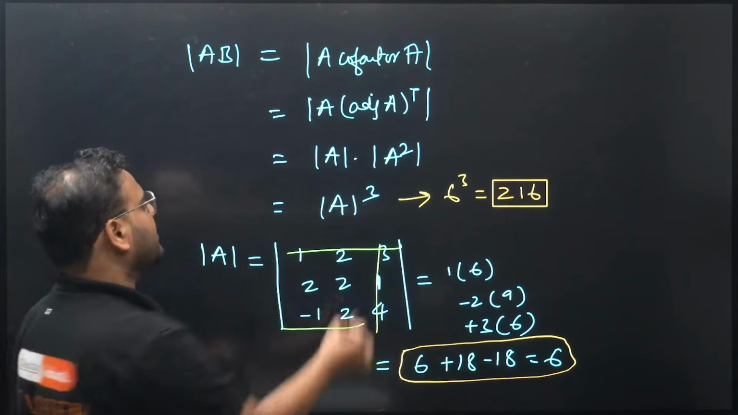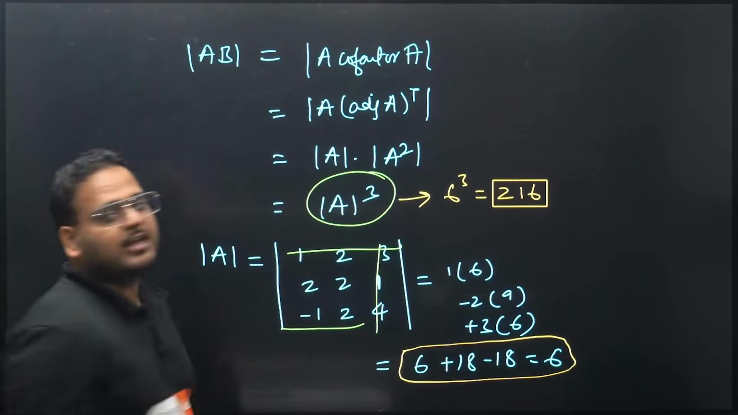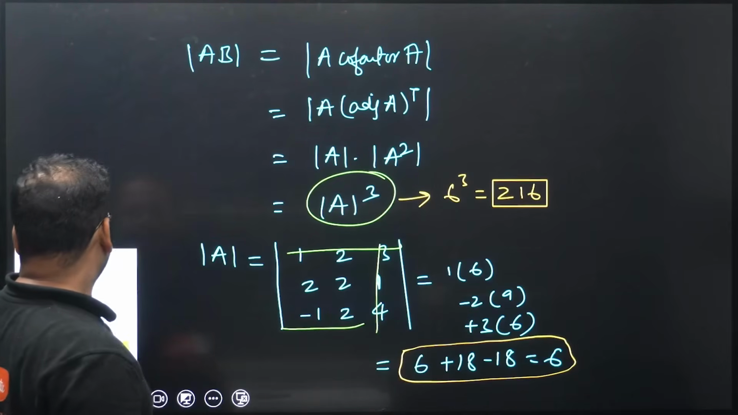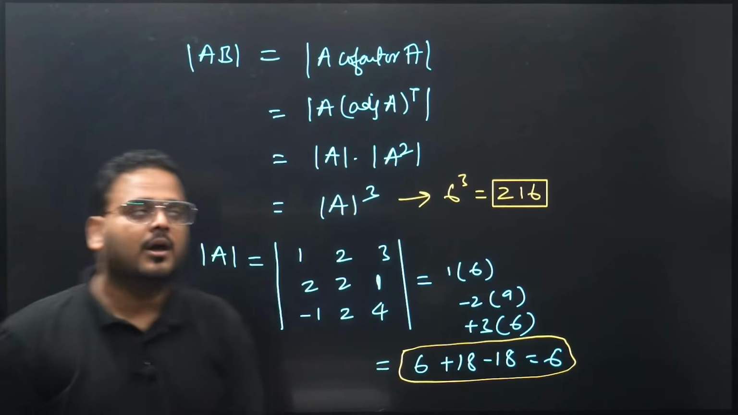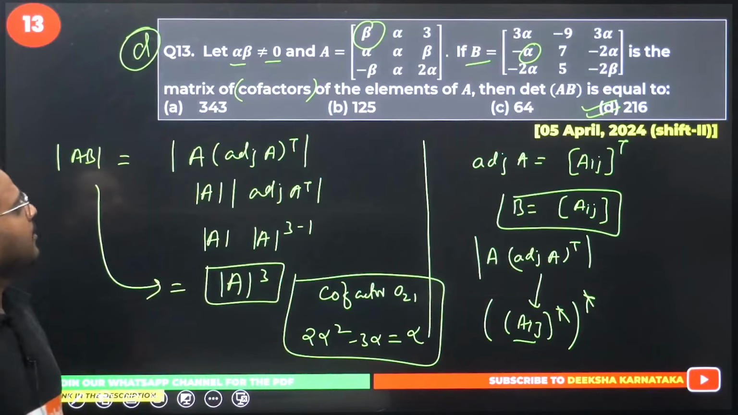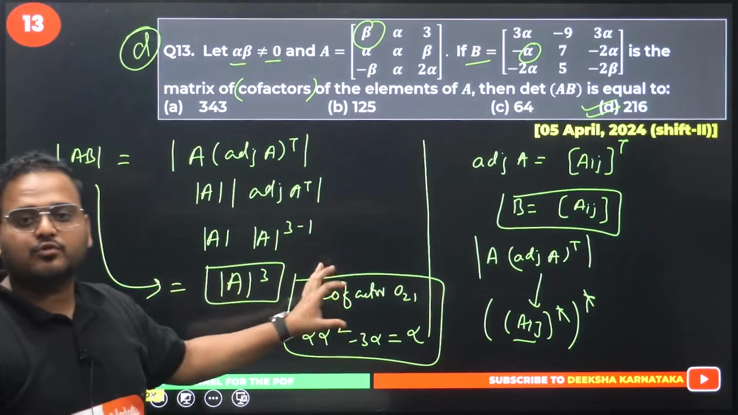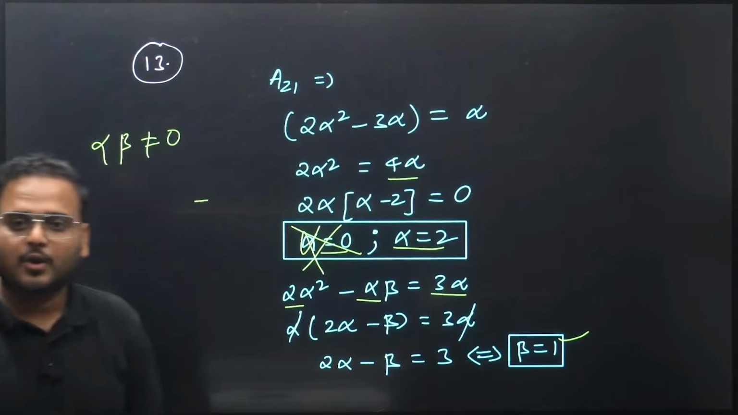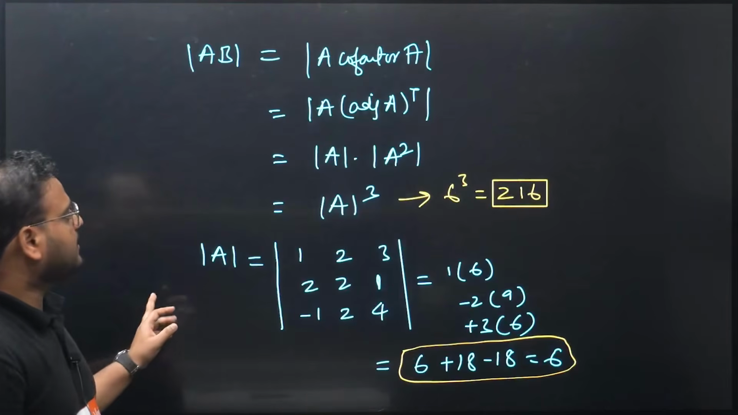What is the answer going to be? We are looking for determinant of A cube. 6 cube is how much? 216. 6 cube is 216. Have a look one more time. From here, this was the approach I gave you to solve it. I hope you have used that, and this is my final answer. Got it? Final answer. Clear?